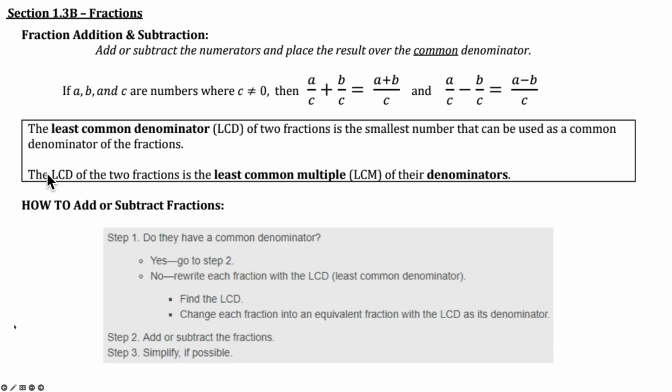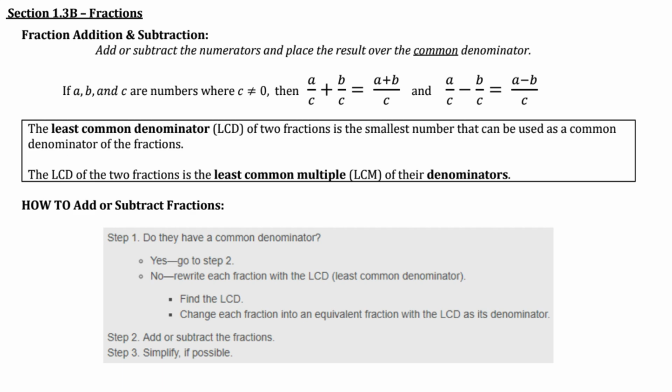And then you'll also see the least common multiple, which is the same as the least common denominator. Multiple means what's the smallest number that both those numbers are factors of. And factors means to multiply when we're working with their denominators.